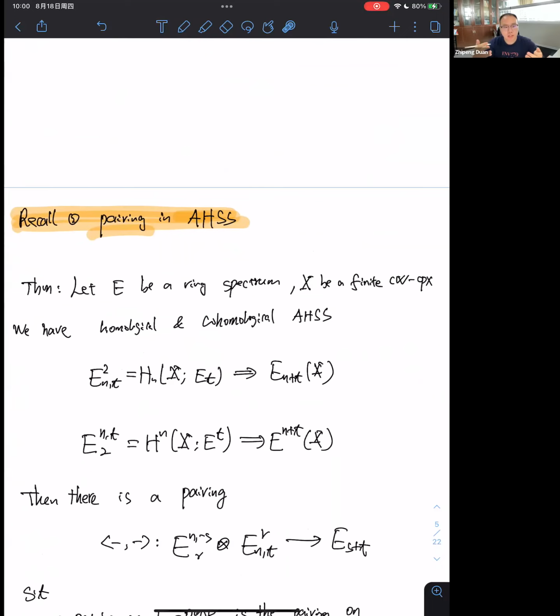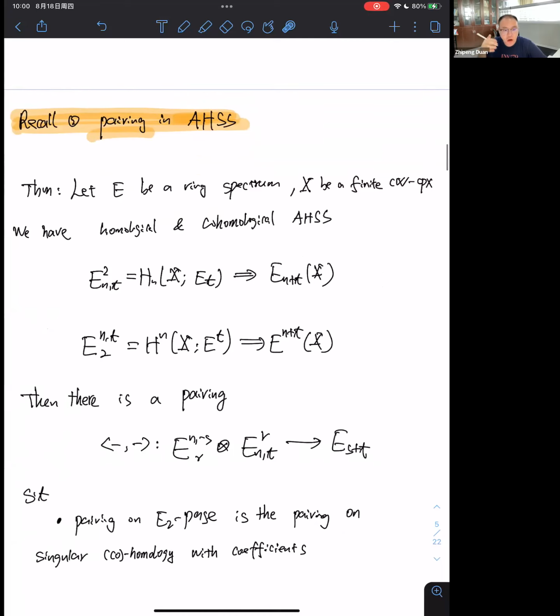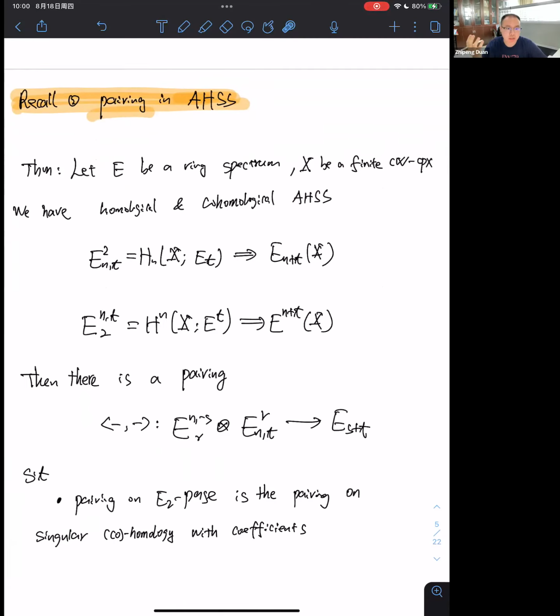So what I said above is a calculation result, the classical calculation result of the singular homology and cohomology on the classifying space and the stable classifying space. And in order to do the calculations on generalized homology and cohomology, we need a second result.